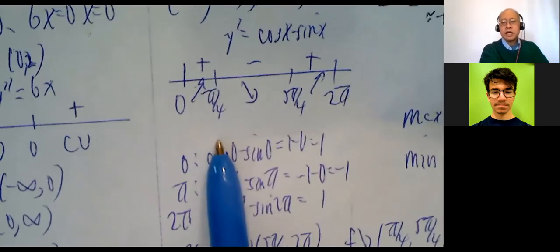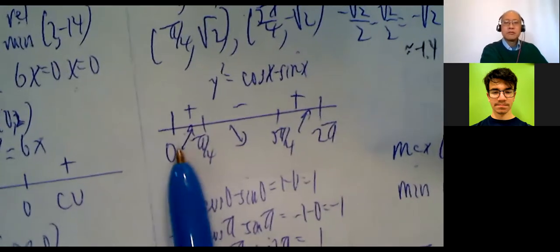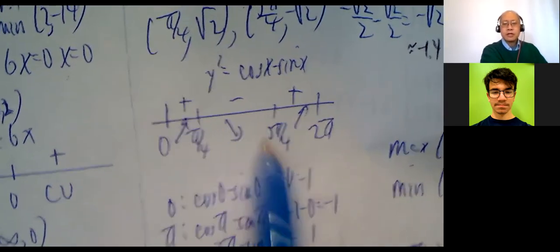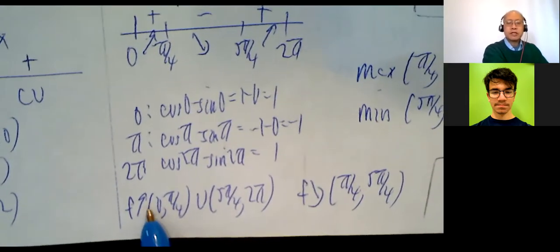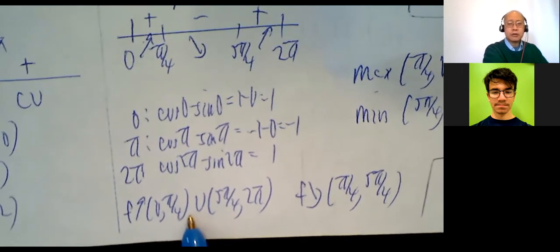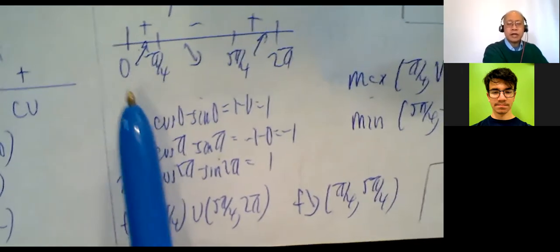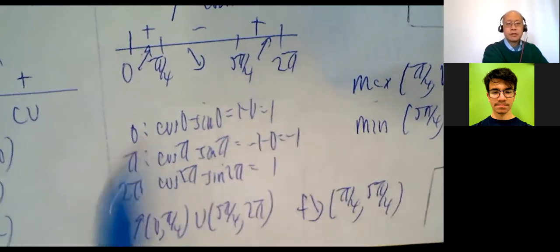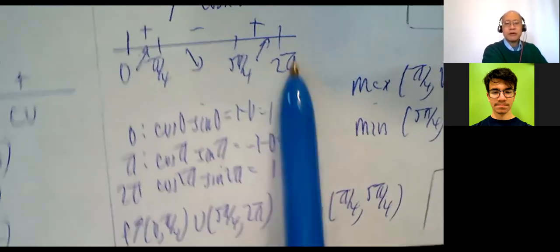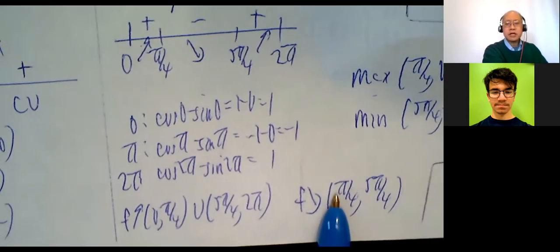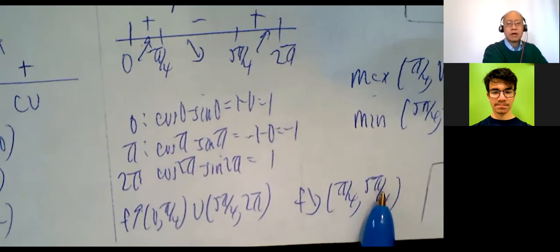So once again, positive first derivative means increasing. Negative first derivative, decreasing. So f is increasing from 0 to pi over 4. These are all open intervals, not closed intervals. Strictly speaking, we're not increasing at 0 or at 2 pi or pi over 4 or 5 pi over 4. Union 5 pi over 4 to 2 pi. F is decreasing from pi over 4 to 5 pi over 4.